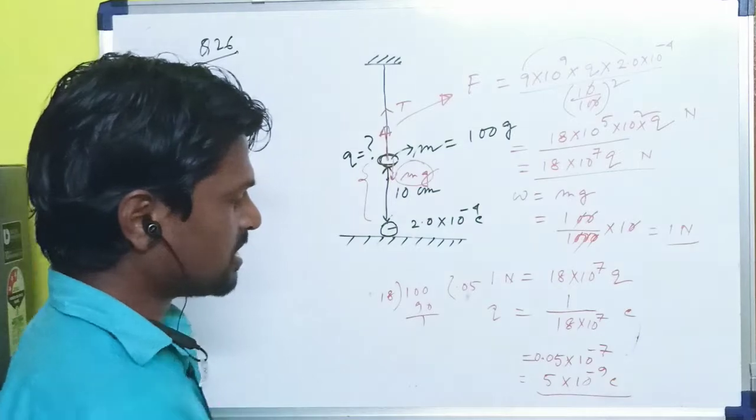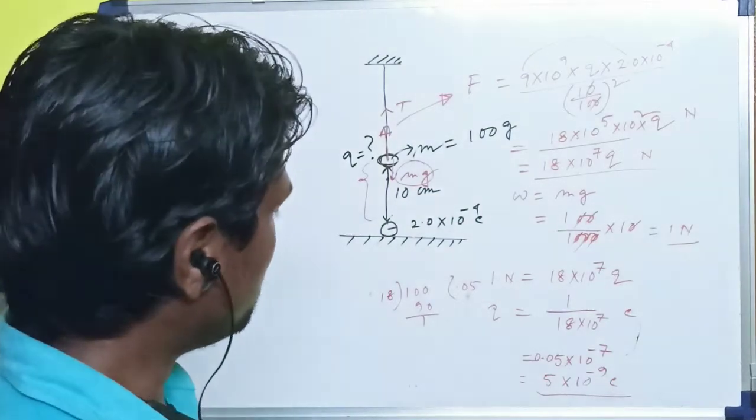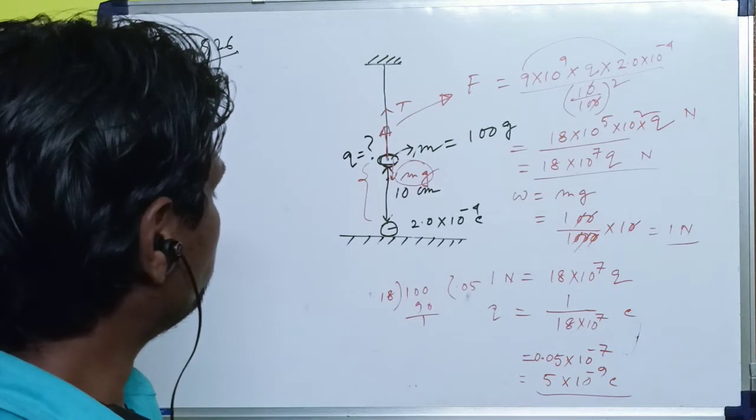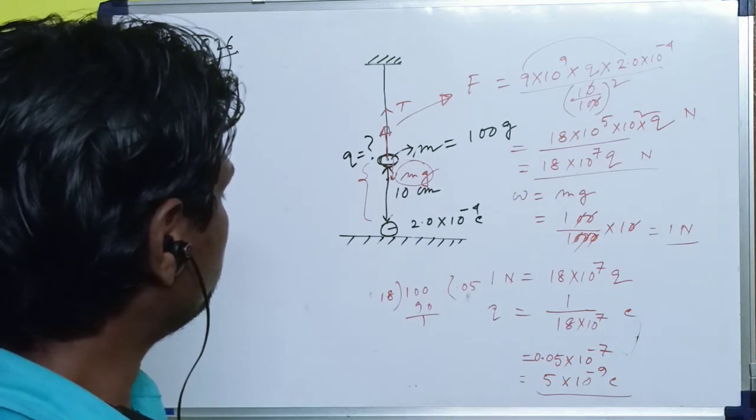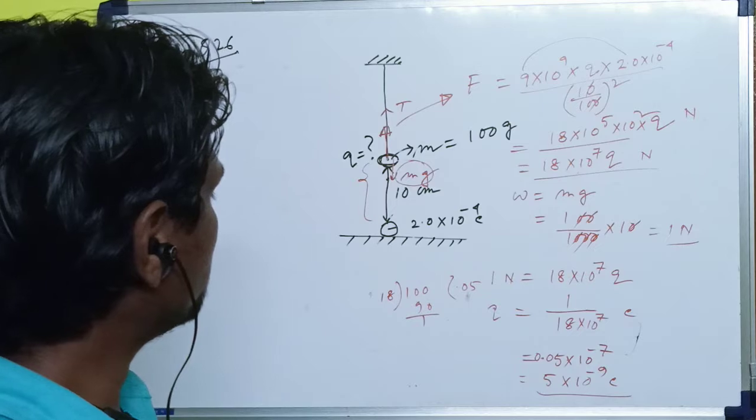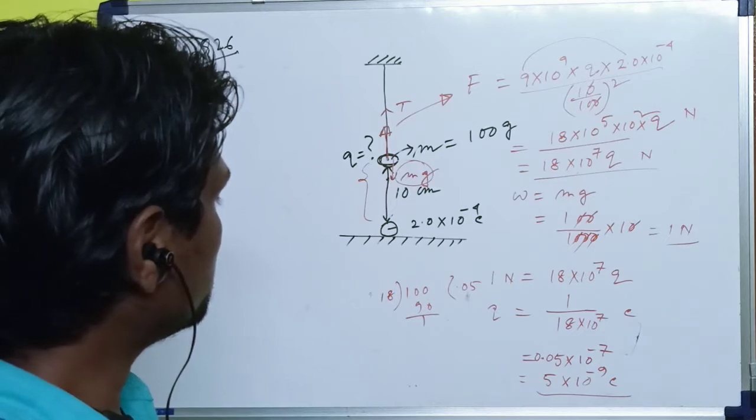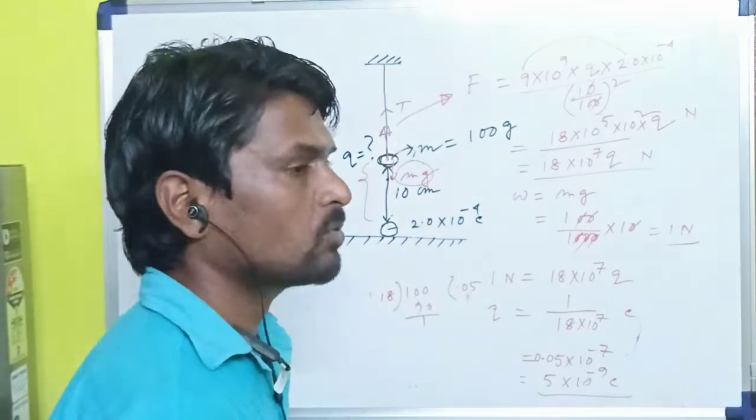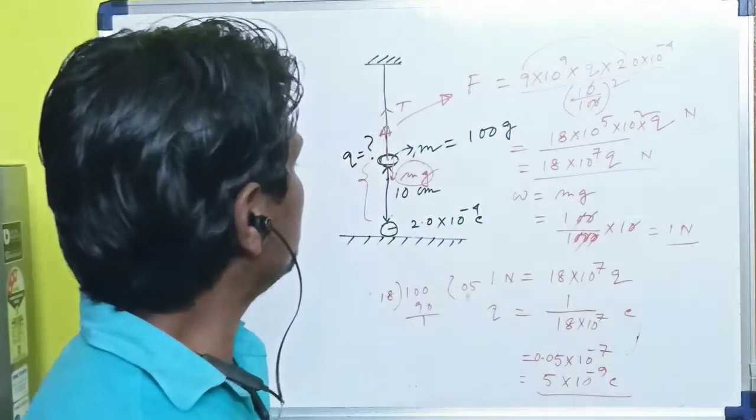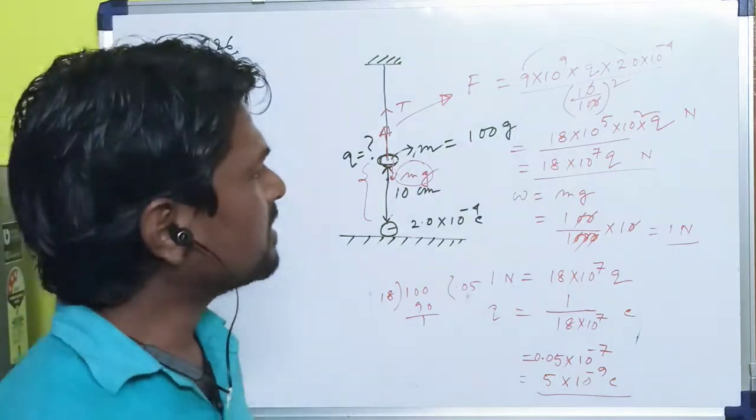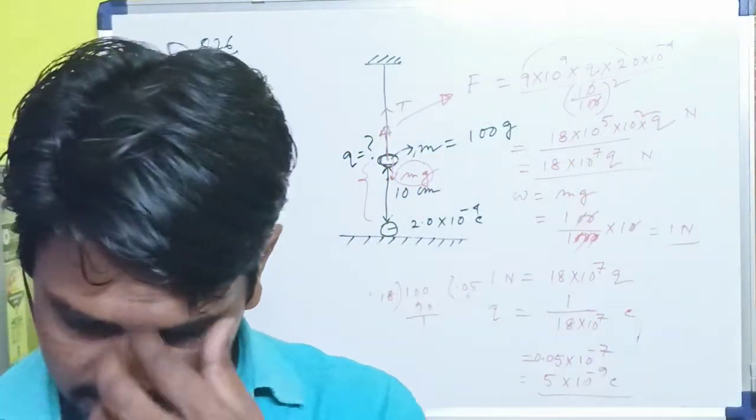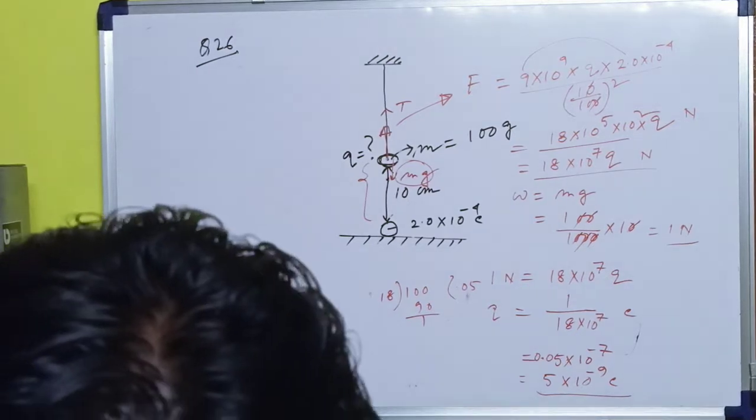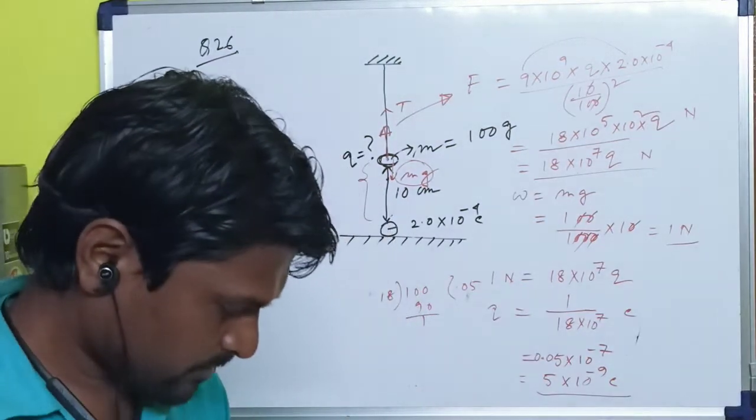So this is the question number 26. Yes, it is 5 into 10 to the power minus 9 coulomb, so approximately nanocoulomb order. Is it clear or not? Yes, 26 is clear. Then 27.